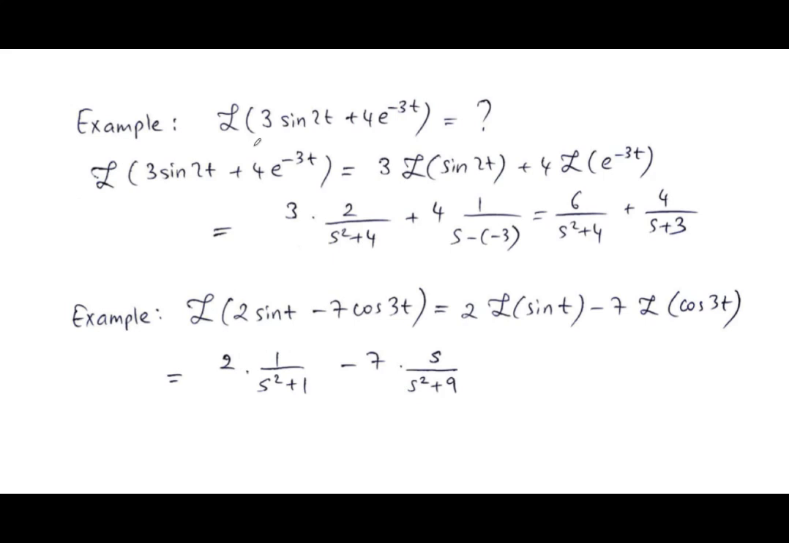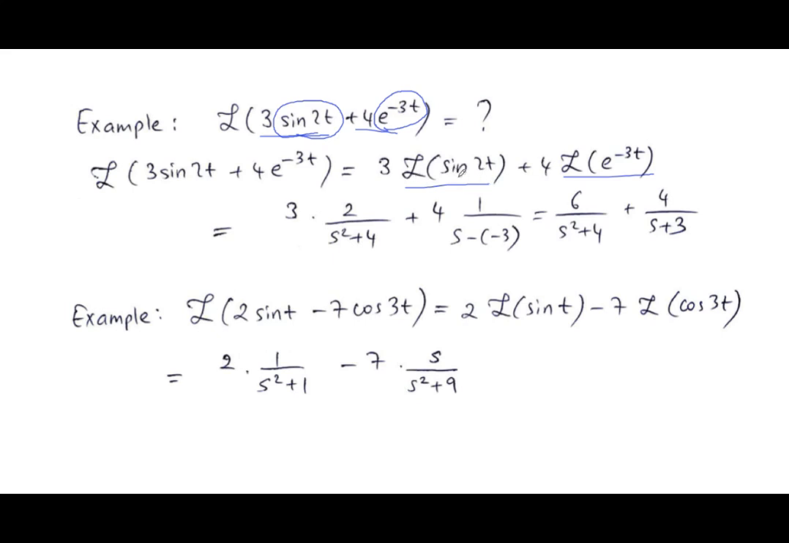Here is another example. We want to calculate the Laplace transform of 3 times sine 2t plus 4 times e to the power minus 3t. And actually, we know how to calculate the Laplace transform of the sine function, and we also know the Laplace transform of the exponential function. So we just need to use the linearity property of the Laplace transform and then break this into pieces. We take these constants out of the Laplace transforms, which is of course allowed.